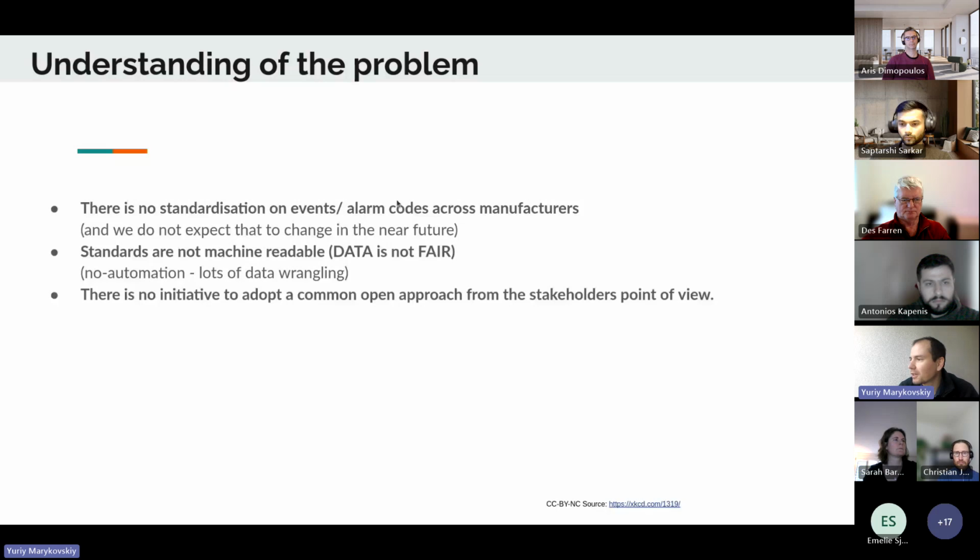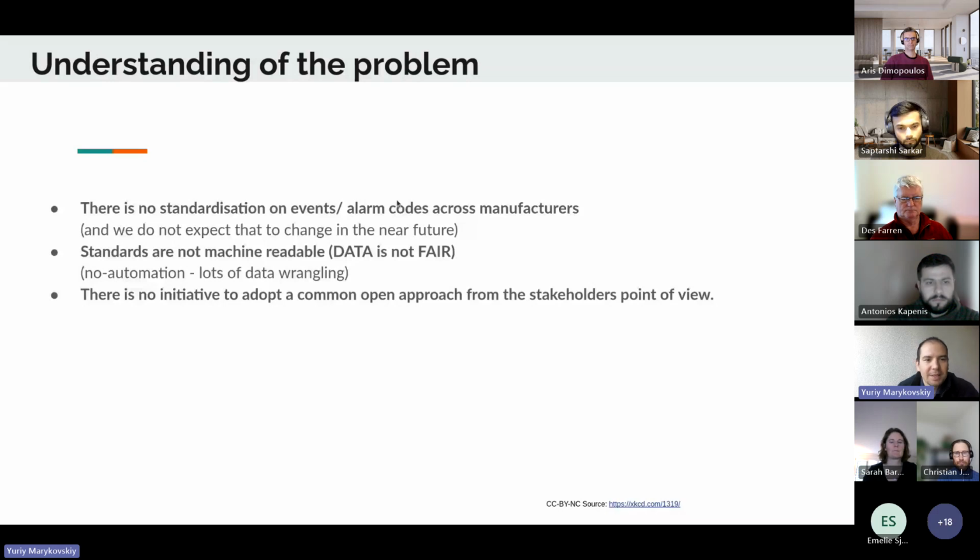So data is not FAIR. For those of you who don't know, FAIR is findable, accessible, interoperable, and reusable. So basically what it means is that effectively there is no easy automation of analysis of this kind of data. People have to perform lots of data wrangling, a lot of coordination, a lot of mapping just to make use of the data.